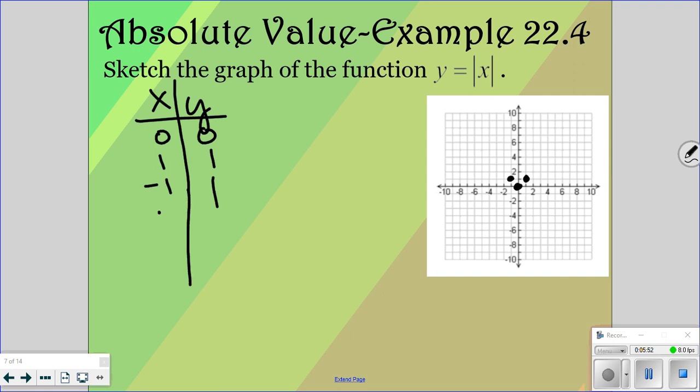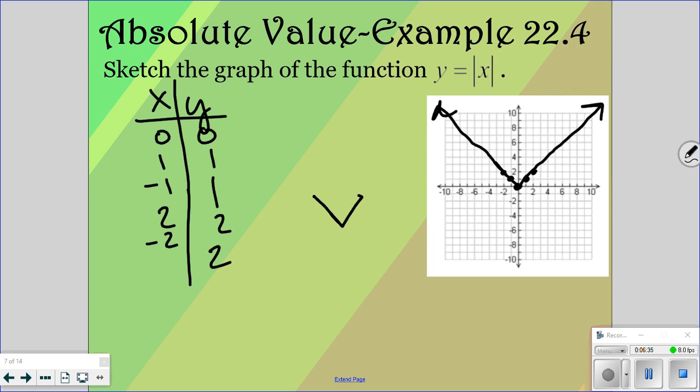Okay, now let's try 2 and -2. Absolute value of 2 is 2. The absolute value of -2 is 2. So we get 2, 2, and -2, 2. And if you keep going, if you want to plug in more values, you can. But it's going to be a straight line like that, and a straight line like that. Whoops, that one curved a little bit. Kind of like that. It's basically a V. When you get an absolute value, it makes a V. So that would be the graph of y equals the absolute value of x.